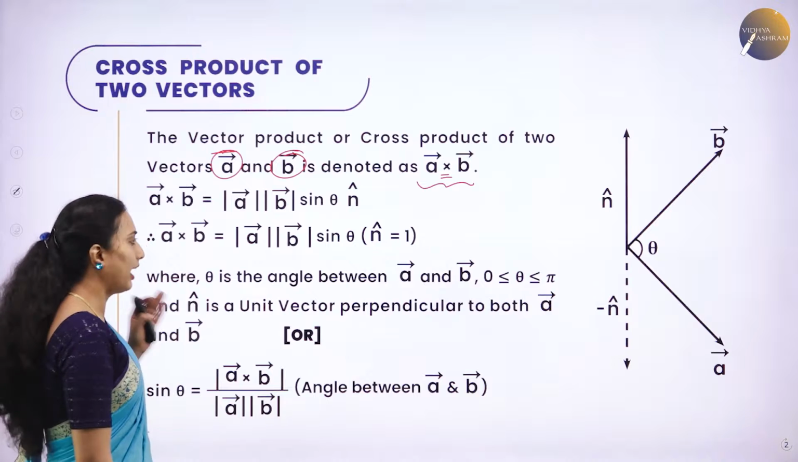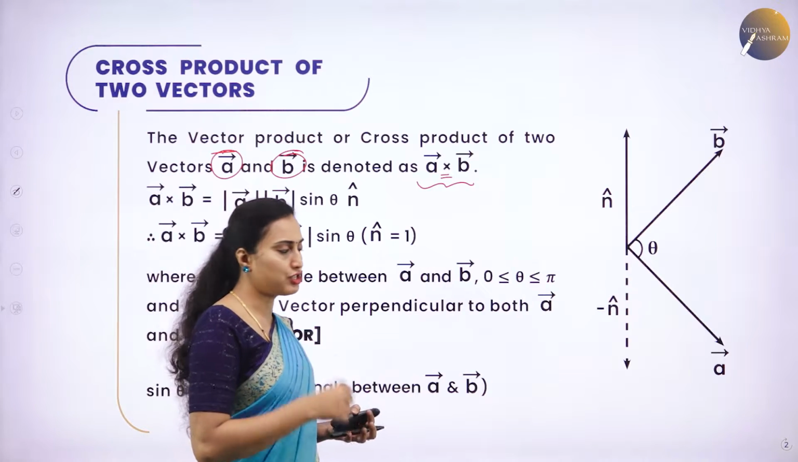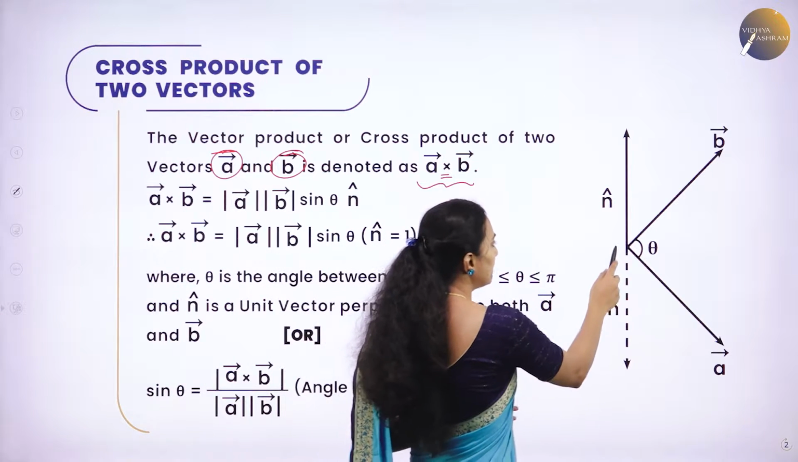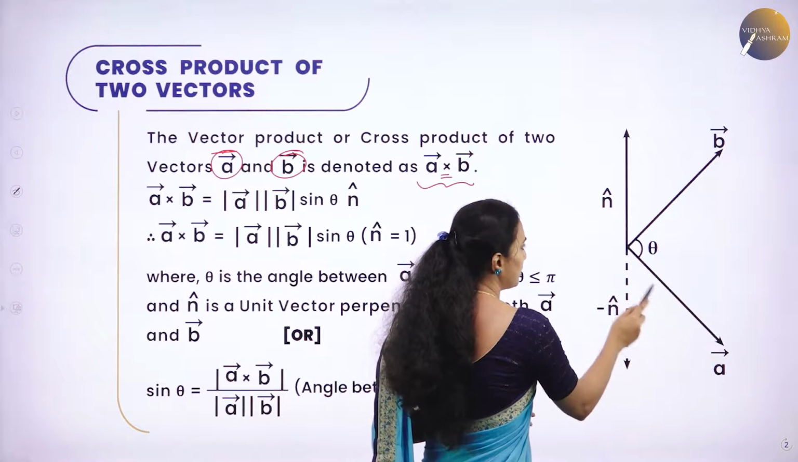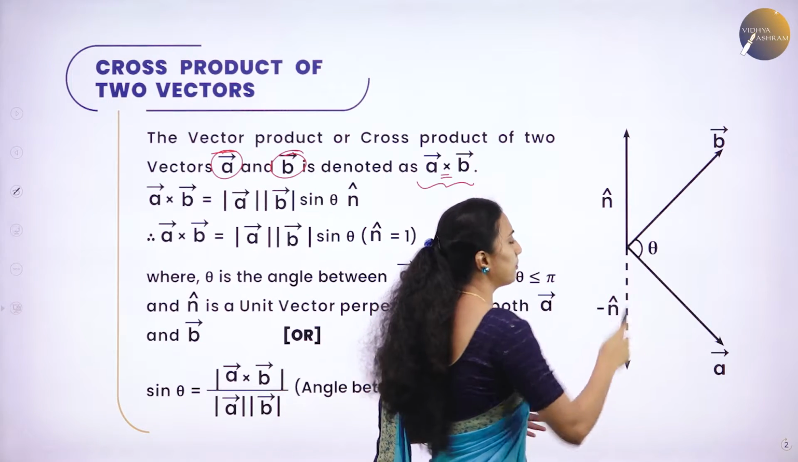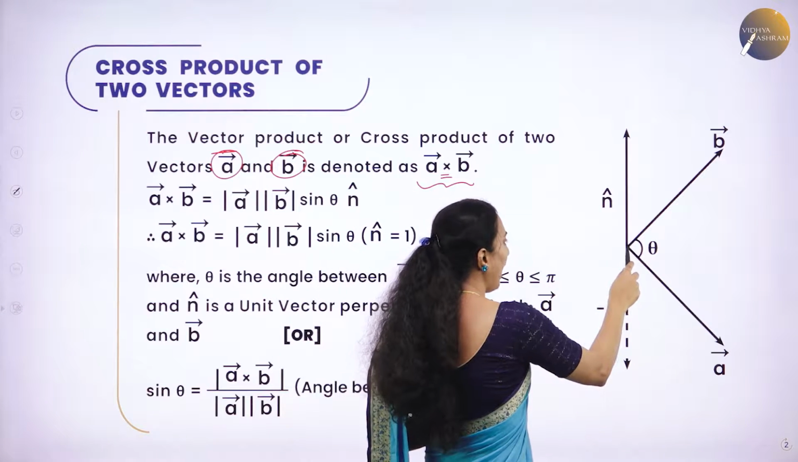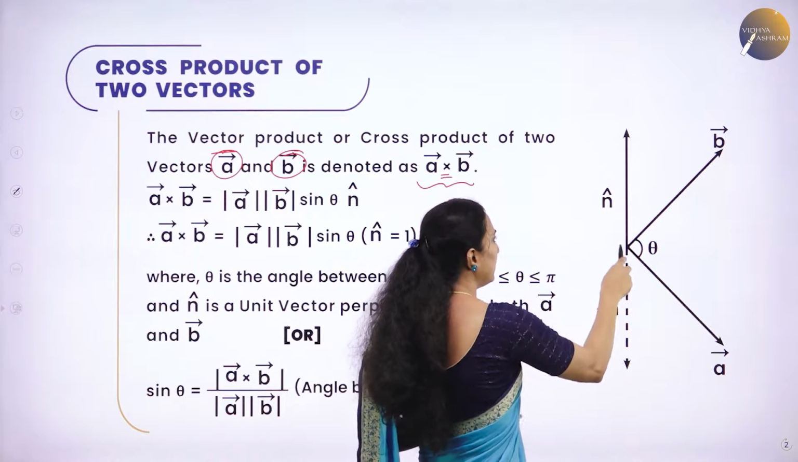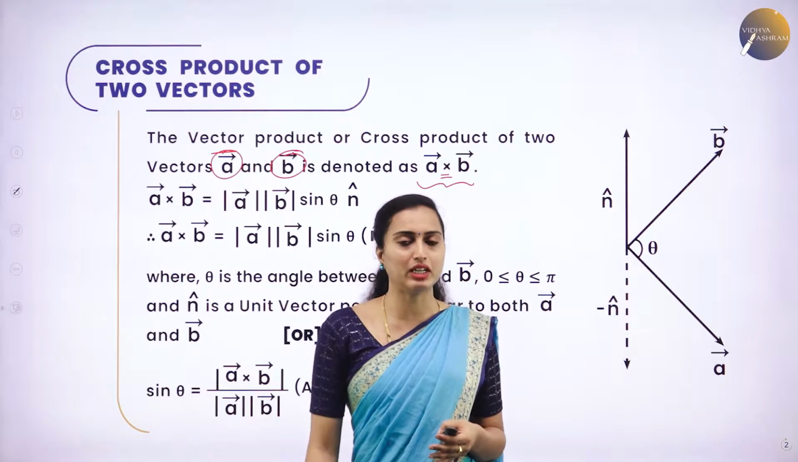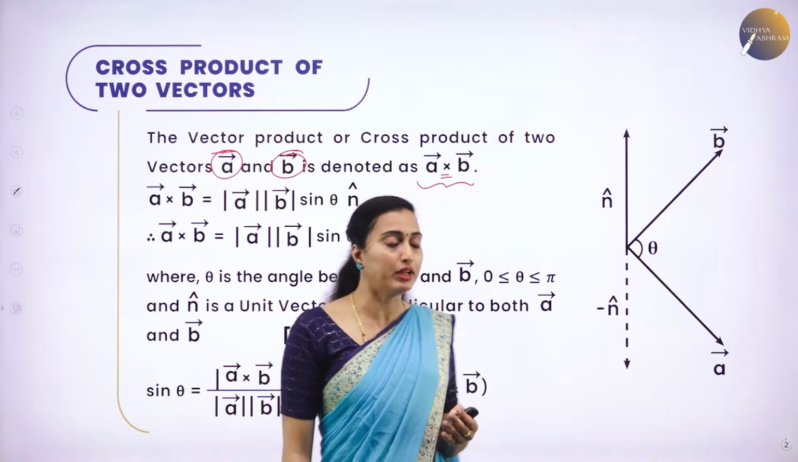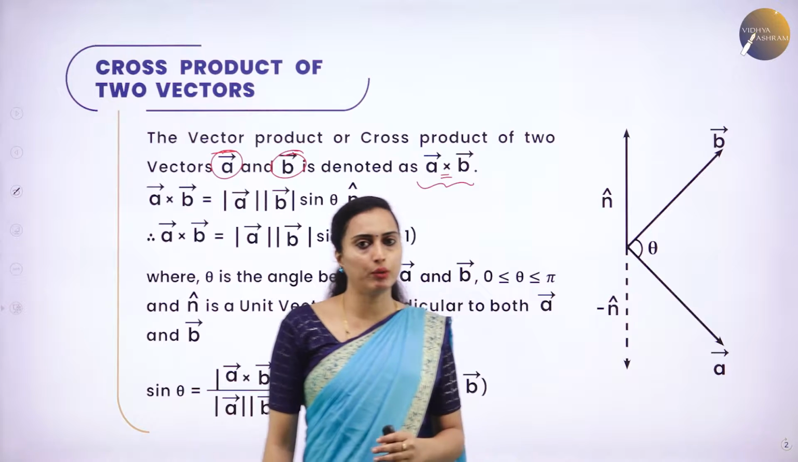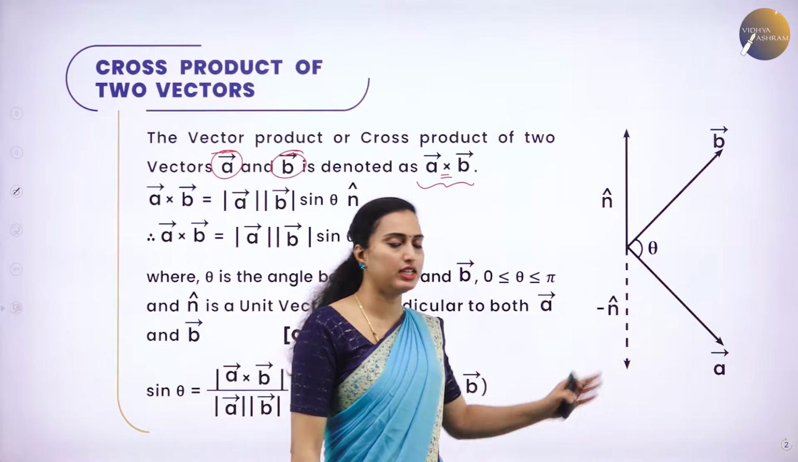And here I have taken a diagram. This is A vector along the position and this is B vector and then angle theta. It is rotating through angle theta, and this will be the unit vector, which I am going to define as n cap, and then the negative of the unit vector, which I am going to denote as minus n cap.